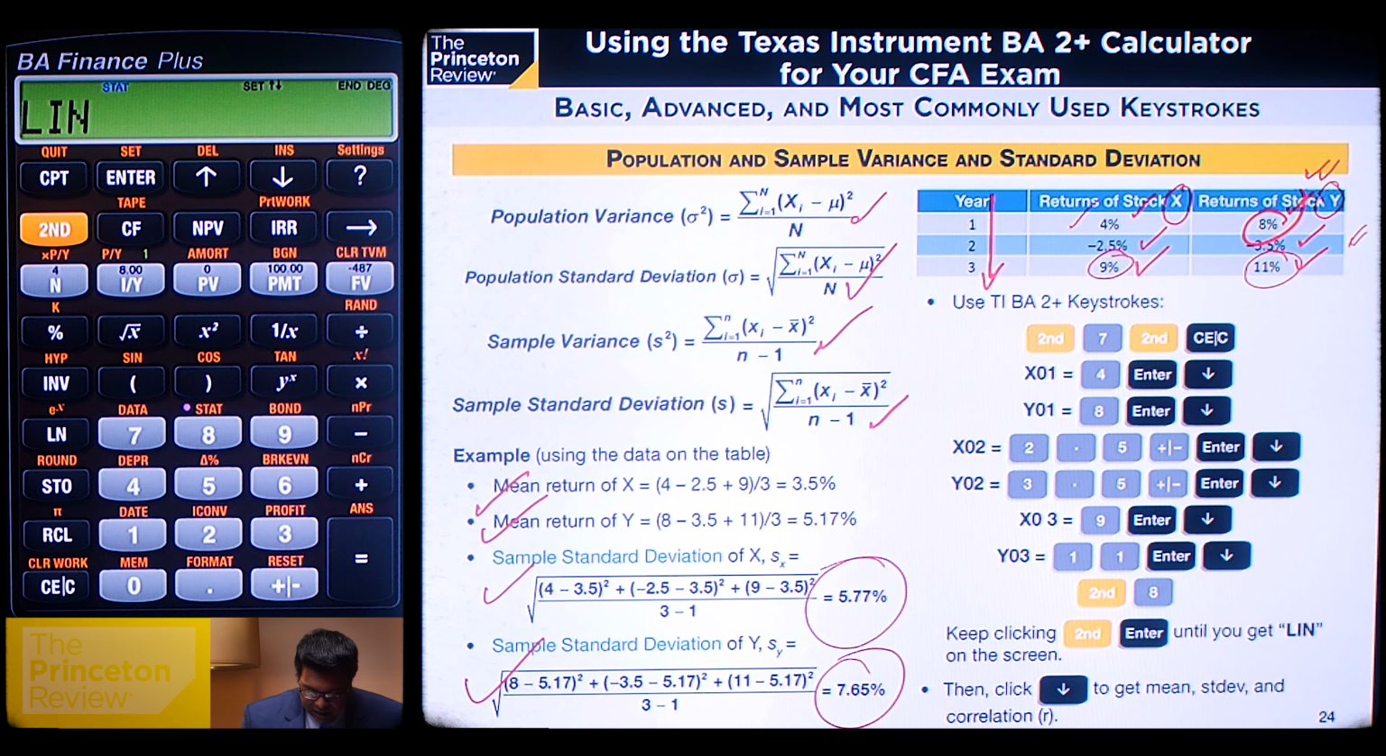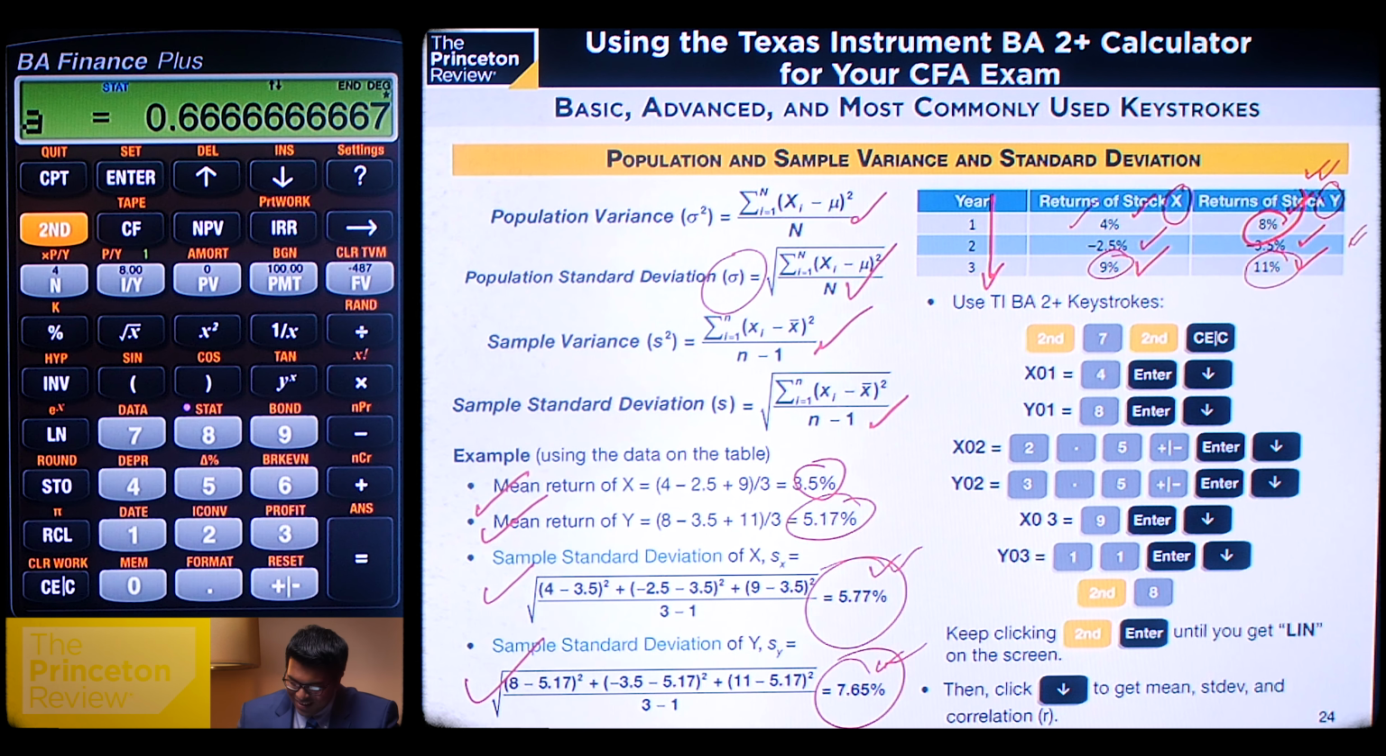Then I'm just going to click down. Look at this. N is 3. Yes, I have 3 numbers for each X and Y. X bar, sample mean, voila, 3.5. Sx, standard deviation of the sample, I think I've just calculated this, 5.77. If it was a population, sigma X is the population. Remember that. Go down, Y bar, 5.17. Amazing. Standard deviation of Y, 7.65. Population is sigma Y, the population standard deviation of Y.